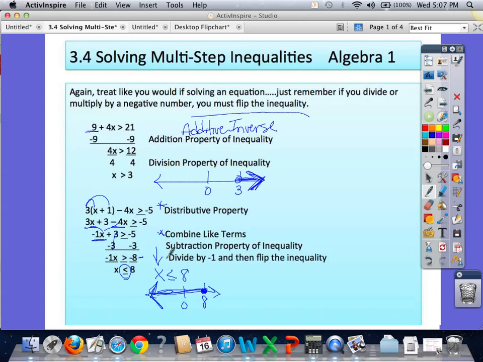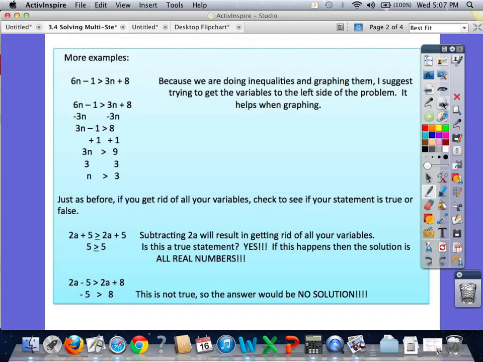All right, on the next page, we have another problem, 6n minus 1 greater than 3n plus 8. Because we're doing inequalities and graphing, I really suggest that you start putting your variables on the left-hand side, and you will have fewer problems when it comes time to graphing them. So I'm going to move the 3n to the other side by subtracting because 3n right now is positive. So subtract 3n, subtract 3n, you're going to get 3n minus 1 greater than 8.